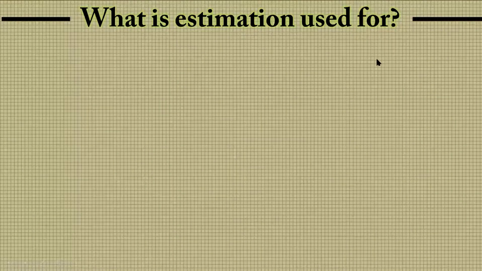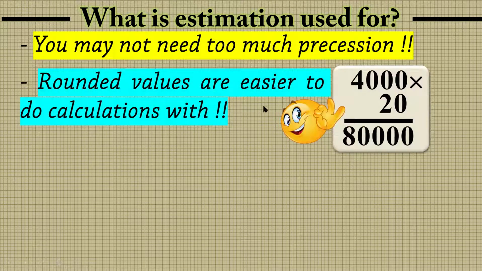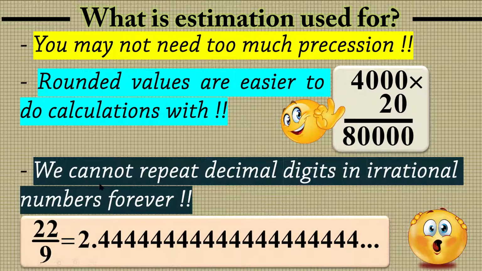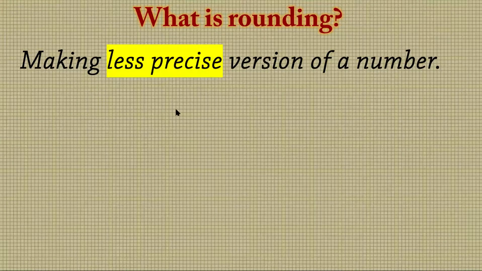What is estimation used for? You may not need too much precision. Sometimes rounded values are easier to do calculations with. And we cannot repeat decimal digits in irrational numbers forever. In such cases, we may use estimation and we have to round the numbers. What is rounding again? As I told you, making a less precise version of a number is called rounding.